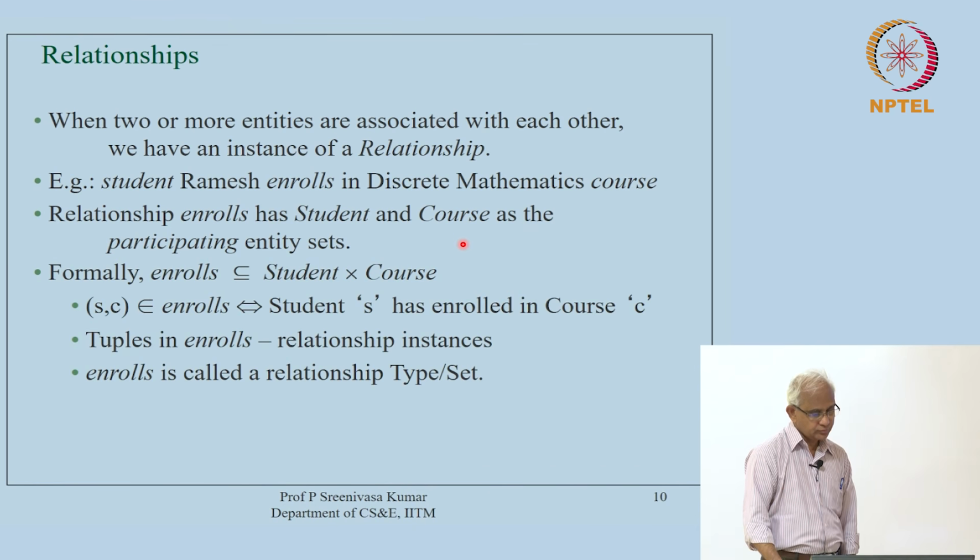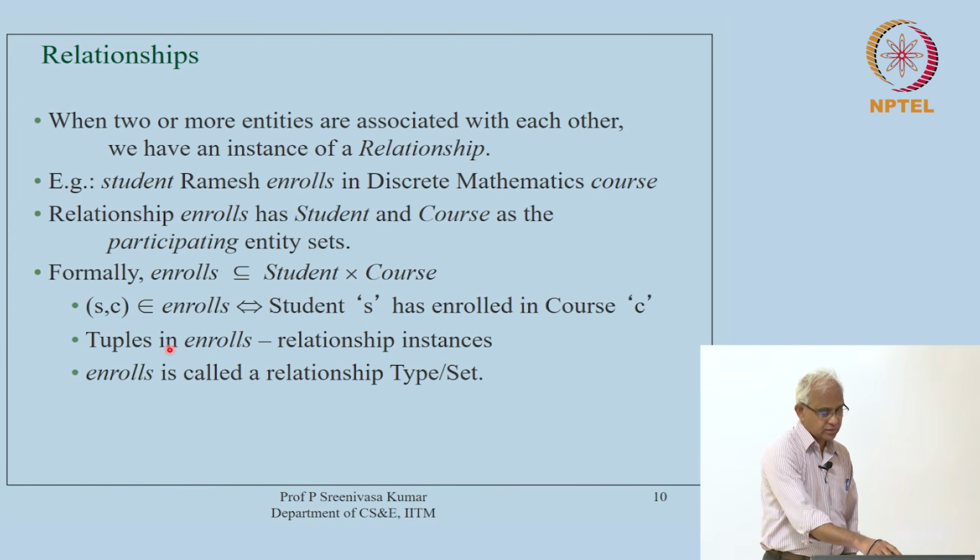Now, formally speaking, enrolls can be thought of as a subset of the cross product of the student and course entity types. The student entity, the course entity. Each of them is an entity type, so it has a collection of entities in student, and a collection of courses. So, who is doing what course? If some (S, C) belongs to enrolls, what it means is that student S has enrolled in course C.